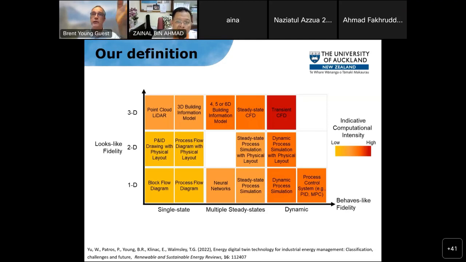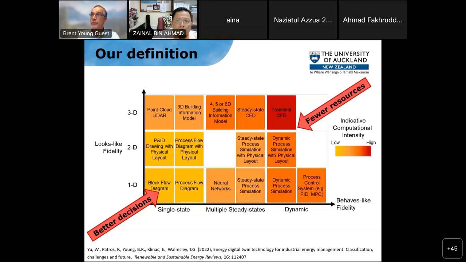Similarly, for behaves like, you can go from single steady state to multiple steady states to dynamics, and use the digital twin in any of these use cases, and therefore the fidelity of the digital twin is going to change. As we get more complex and higher fidelity, going from the left bottom corner to the right top corner, you've got better decisions, hopefully, if you've got better, more accurate models, because you're capturing more of the physics and so on.